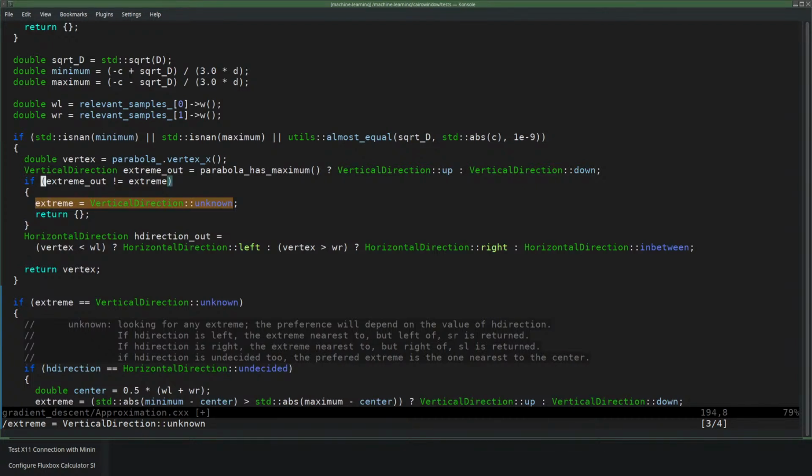But of course, this is only the case if the extreme is unequal unknown to begin with. This is the requested extreme. So an unknown kind of means don't care. So if you don't care what that is, then it doesn't matter if it is equal or not. Well, you can't even compare it then.